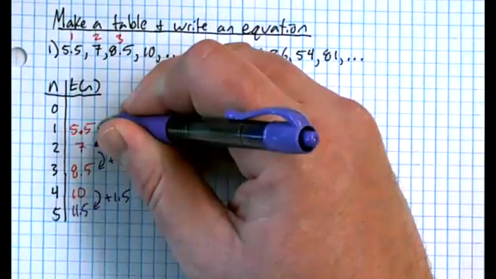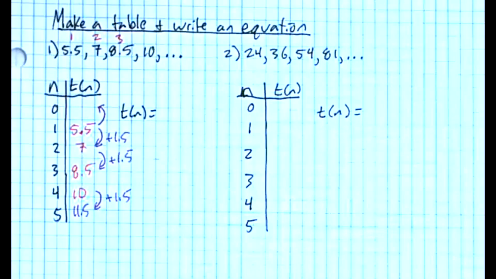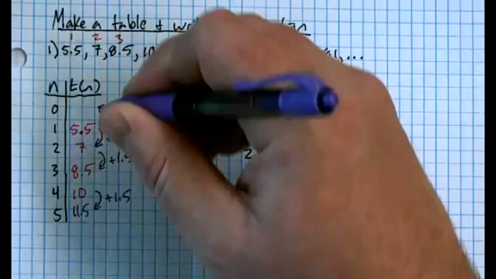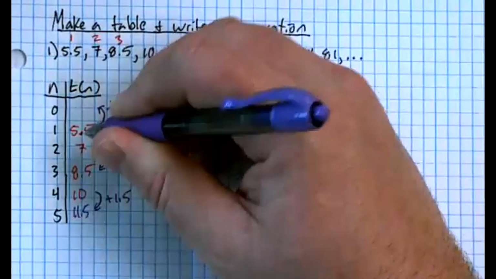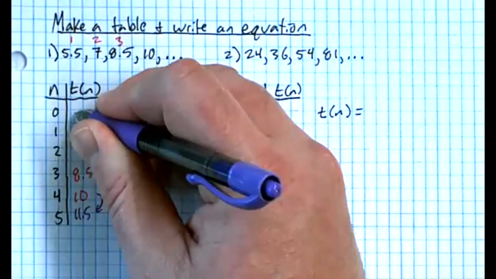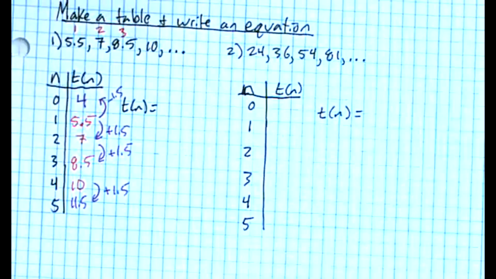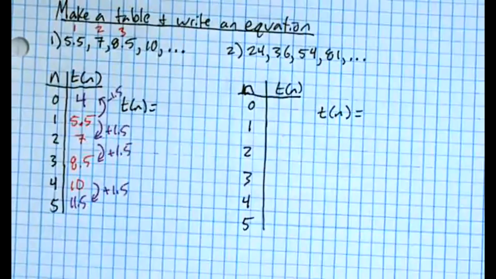If I wanted to go backwards to get my 0th term, what's the opposite of adding 1.5? Minus 1.5. And what is 5.5 minus 1.5? 4. I think it's 4. Cool. All right, we have all the pieces we need to write our equation.